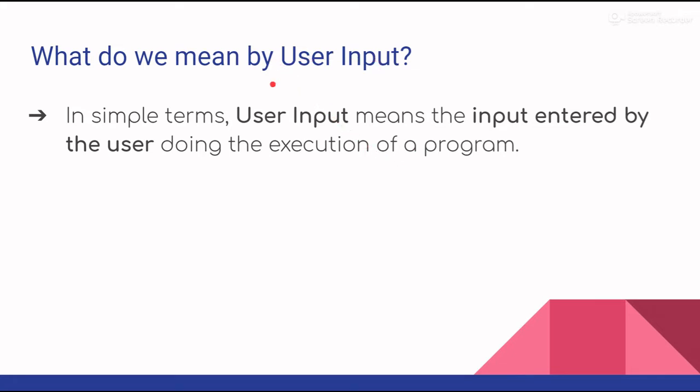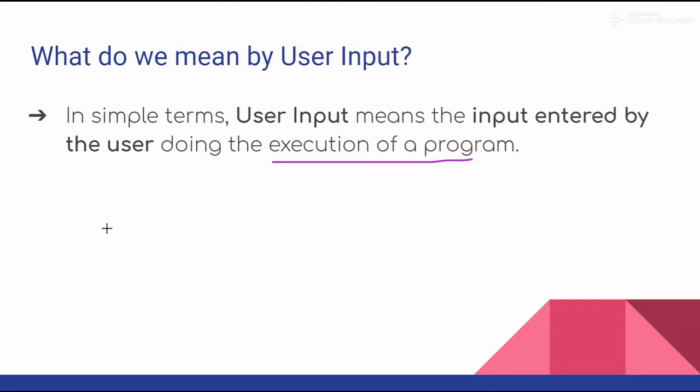We do something that allows the user to enter something that can be stored in a variable or can be used like any other value like we have done till now. So in simple terms, user input means the input entered by the user who is executing the program during the execution of a program. And execution of a program means during the time when the program is getting executed.